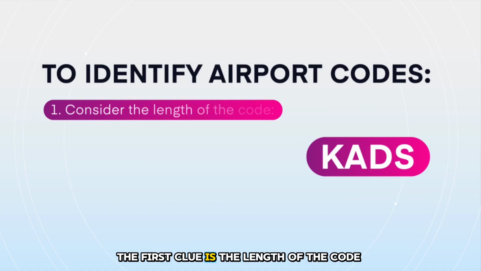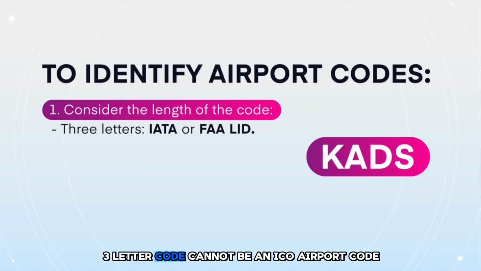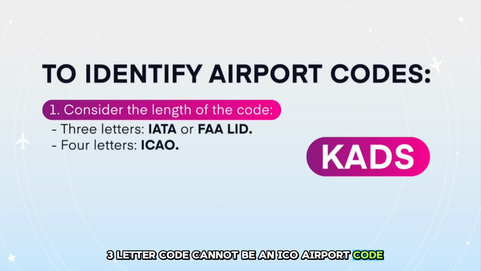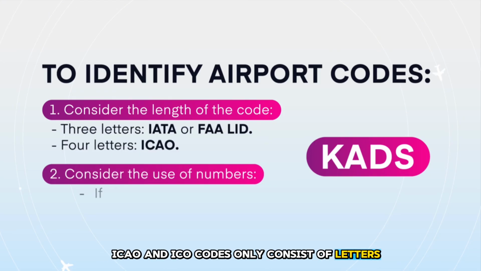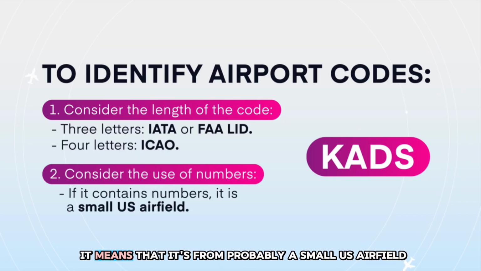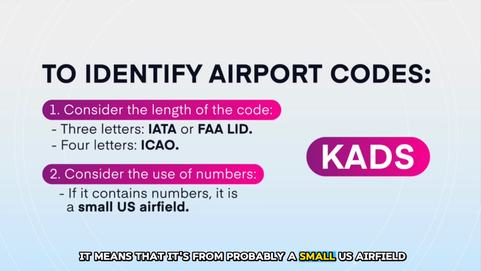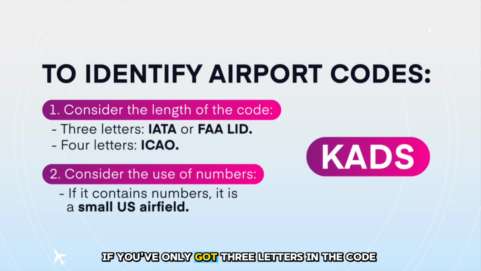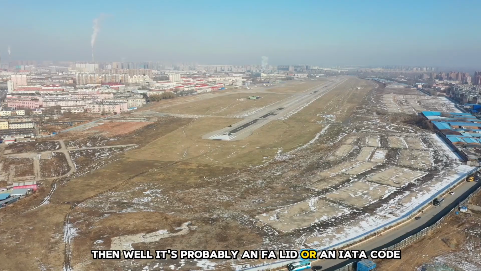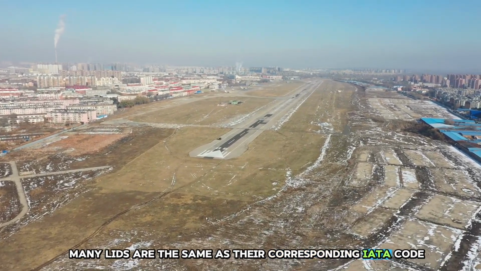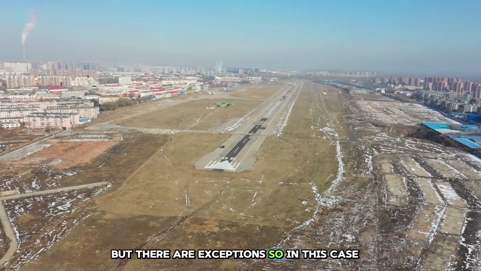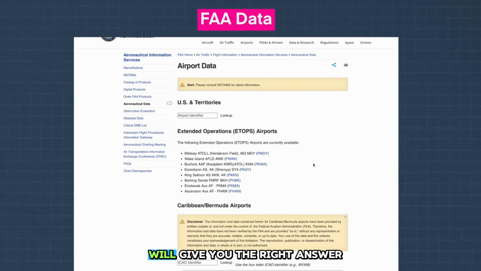The first clue is the length of the code. A 3-letter code cannot be an ICAO airport code. The next step is to see if the code contains any numbers. IATA and ICAO codes only consist of letters, so if there is a number, it means that it's probably from a small US airfield. If you've only got 3 letters in the code, then, well, it's probably an FAA LID or an IATA code. Many LIDs are the same as their corresponding IATA code, but there are exceptions. So, in this case, searching the FAA database will give you the right answer.